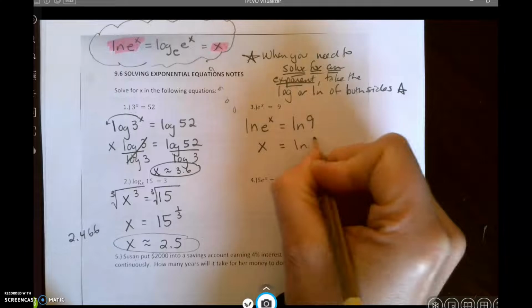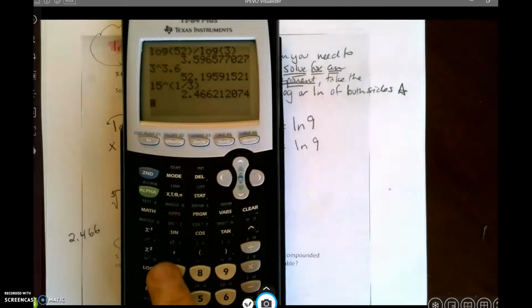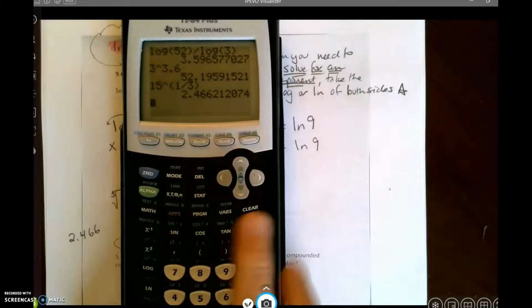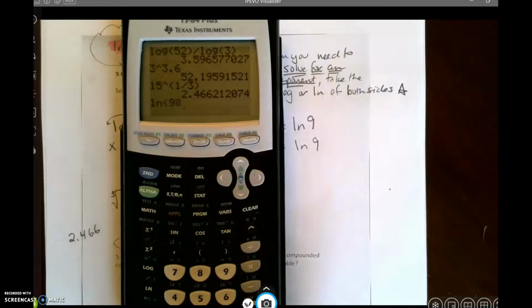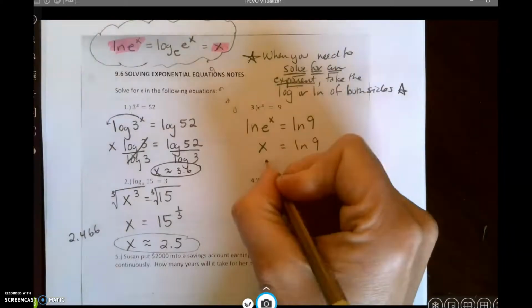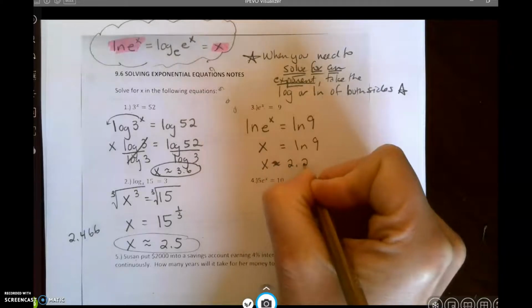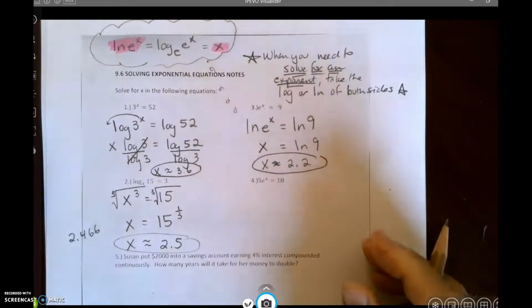So on the left side, I get x equals the natural log of 9. And then I go to my calculator. Natural log is right here. Natural log of 9, 2.2 if I'm going to one decimal place. Well, I should write approximately 2.2. It's not exact. Okay?